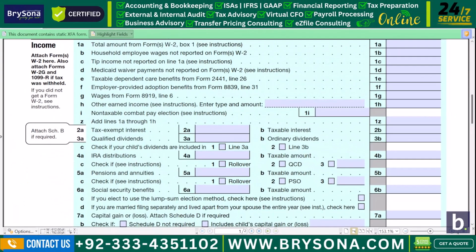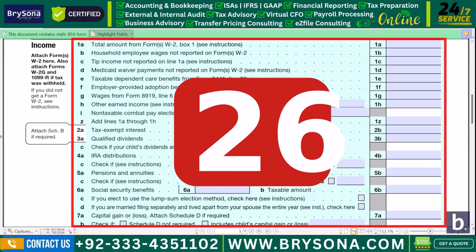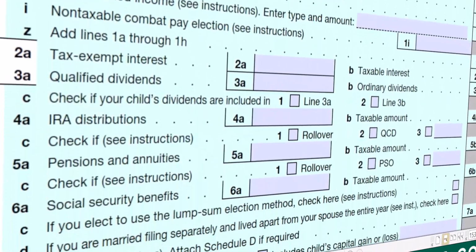We should understand that the income section of Form 1040 is a detailed technical list containing 26 line items. Each line represents a specific type of financial inflow that the government needs to track.